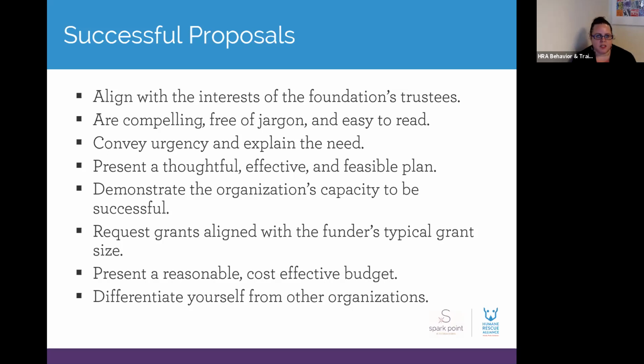And then easy to read, obviously everybody wants to have things that are easy to read in front of them when they're reading huge piles of documents, which all of those program officers are. So easy to read is really about copy editing and making sure that your grammar is well aligned and all of those things. Part of a successful proposal is also, why do you need this money now?